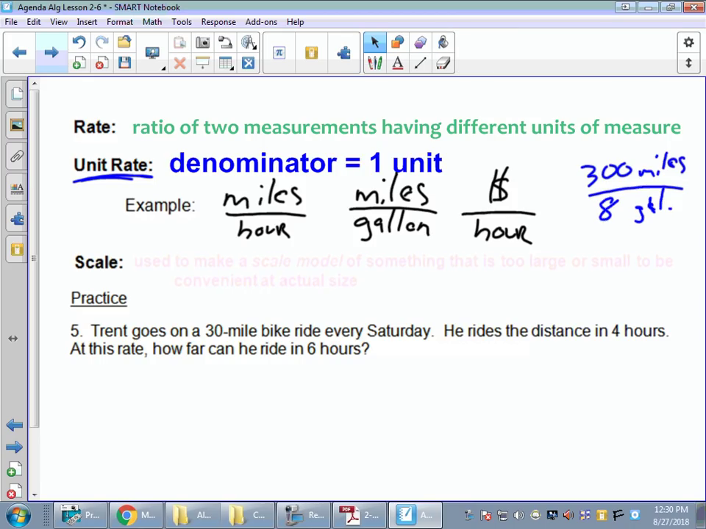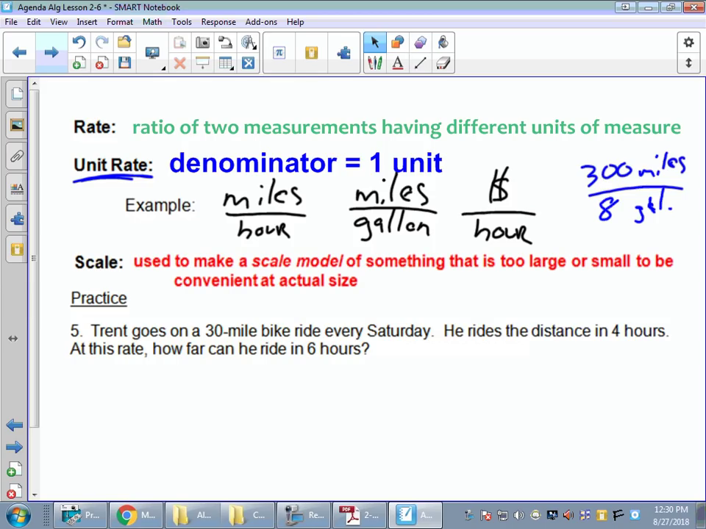Okay, going further down here, scale. A scale is used to make a scale model of something that's too large or too small to be convenient at actual size. So something that's too large would be maybe the solar system, something too big to actually put in an actual size, or the entire Earth, things like that. I use it for maps a lot. Something that's too small, maybe a model car, or those little Matchbox cars or Hot Wheels that are smaller versions of a big car. So that's what a scale is.